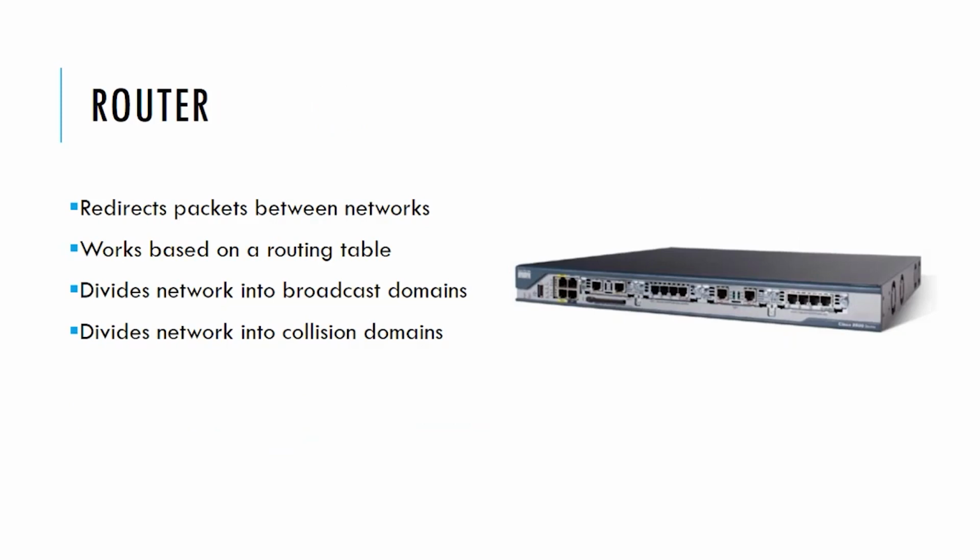The router. The router is the device that redirects packets between networks. It works based on a routing table that is stored inside it or built inside it, either static or dynamic. The router divides the network into several broadcast domains. Each port in the router is a separate broadcast domain. The router divides the network also into several collision domains. Each port in the router is a separate collision domain.